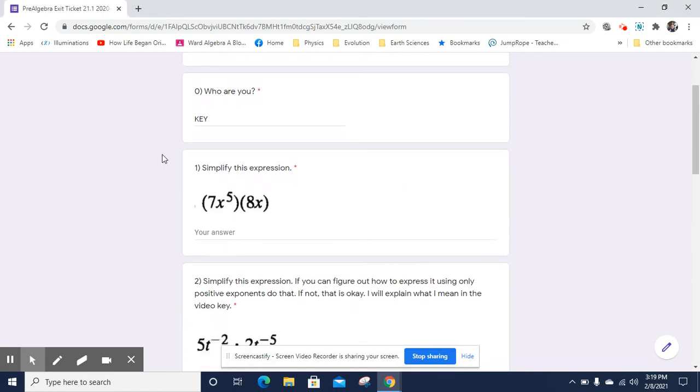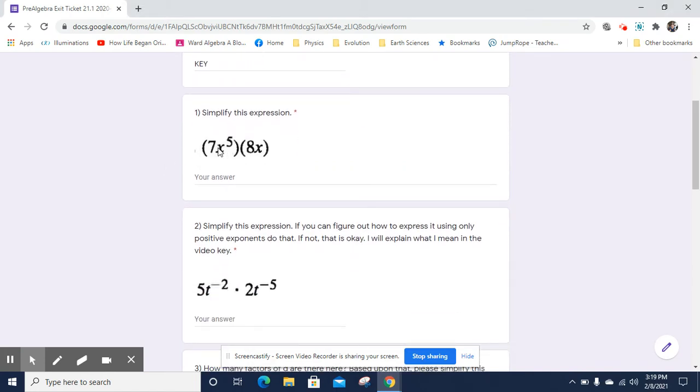Number one, simplify this expression. I've got 7x to the fifth times 8x. So the 7 and the 8 are just 7 to the first and 8 to the first, and I just multiply those times each other. So I've got 7 times 8, and then the x to the fifth and the x become x to the fifth times x to the first, which of course is going to simplify.